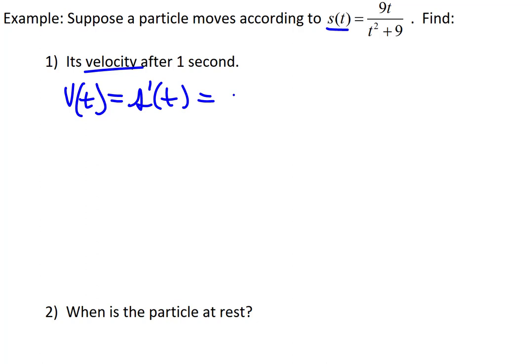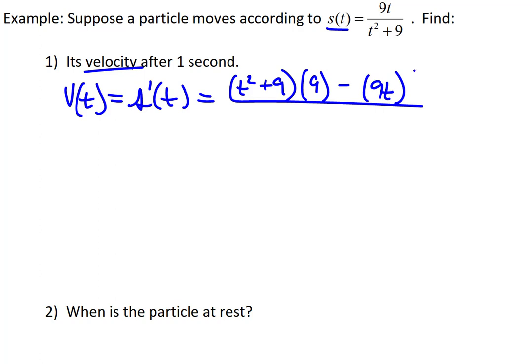Now, this position function is a rational function, which means to take its derivative, we have to use the quotient rule. And so here we go, using our rules that we now know with derivatives. We can say low, which is t squared plus 9, d high, which would be 9, minus high, which is 9t, d low, which would be 2t. And that's all over low squared, which of course is t squared plus 9 squared.